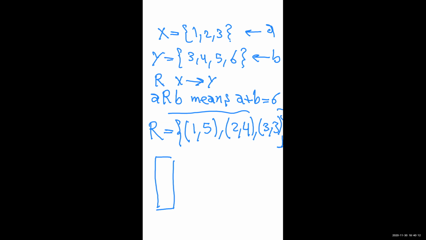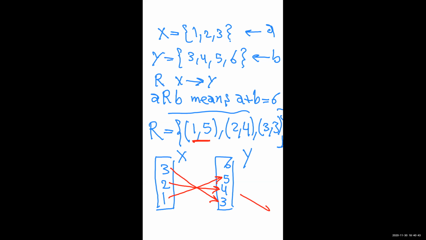Now represent the relation by arrow diagram. This one will be X, and this one will be Y. What are the elements of X? Actually, it's 1, 2 and 3. What are the elements of Y? Only 3, 4, 5 and 6. 1 and 5 is the first pair, so one arrow from 1 to 5. Then 2 and 4, one arrow from 2 to 4. Then 3 and 3, one arrow from 3 to 3. That's it. This is using the arrow diagram.